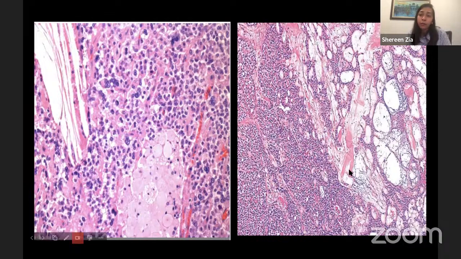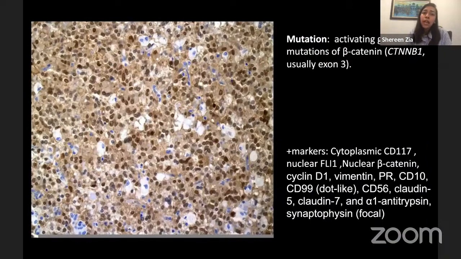These are the foamy macrophages, and there can be some cholesterol clefts associated with them. And as we know, the mutation associated with solid pseudopapillary neoplasm is CTNNB1, so that causes this beta-catenin stain that can be used to diagnose those patients. Normally the beta-catenin will be a cytoplasmic staining, but due to this mutation, the beta-catenin moves from cytoplasm to the nucleus. So that transcription causes this nuclear staining for beta-catenin that can be appreciated in the patients.